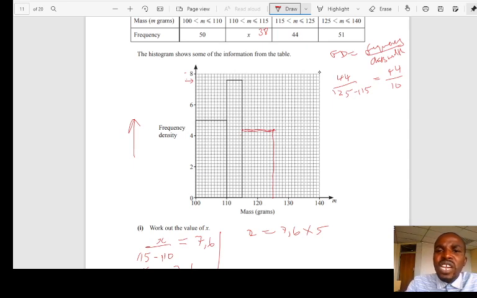Then for the class of 125 to 140, you say 51 over 140 minus 125, which is 15. Then 51 divided by 15, you get 3.4. So 3.4 is here: 2, then 2.2, 2.4, 2.6, 2.8, then 3.4, 3.2, 3.4 is somewhere here. It's up to 140.